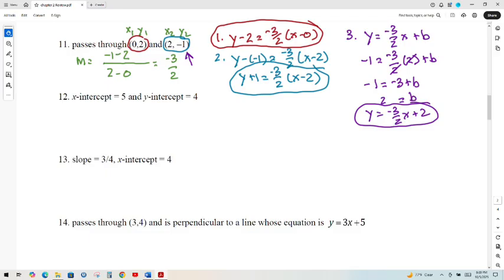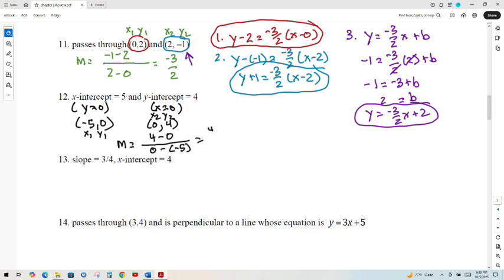Now, number 12, remember x-intercept. That occurs when y is 0. So we know that ordered pair is negative 5, 0. We know y-intercept occurs when x is 0, so we know that ordered pair is 0, 4. So now we could use those 2 points to find the slope. So we end up with 4 minus 0 over 0 minus negative 5, or in other words, 4/5. Now again, on this one, since I know the y-intercept, I would probably jump right on that one and say I have 4/5 x plus 4 and be done with it.